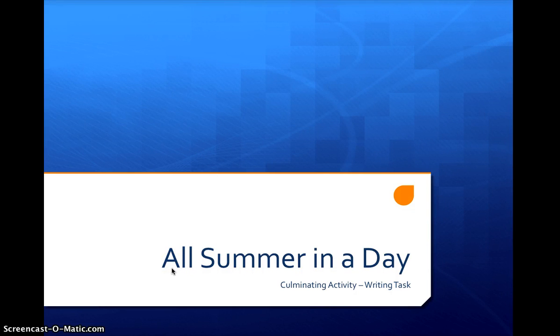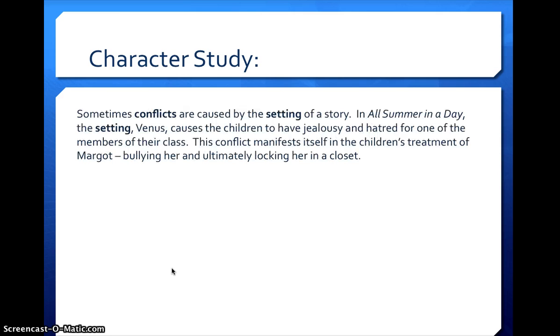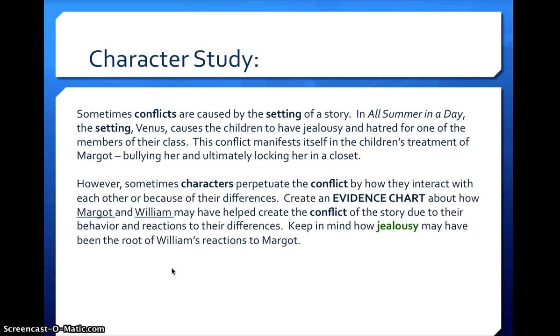Okay, today we're going to start prepping for a writing activity that will show our understanding of the characters of All Summer in a Day by Ray Bradbury. We're going to do a character study, and this is what I want you to do. Sometimes conflicts are caused by the setting of a story. In All Summer in a Day, the setting, Venus, causes the children to have jealousy and hatred for one of the members of their class. This conflict manifests itself in the children's treatment of Margot, bullying her and ultimately locking her in a closet.